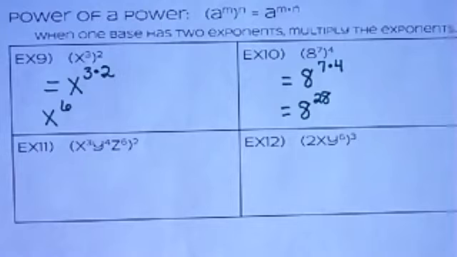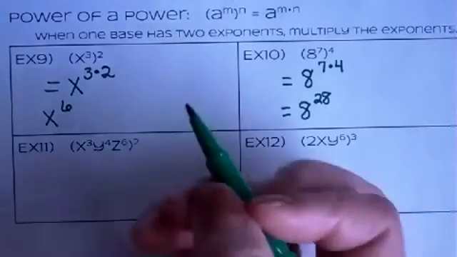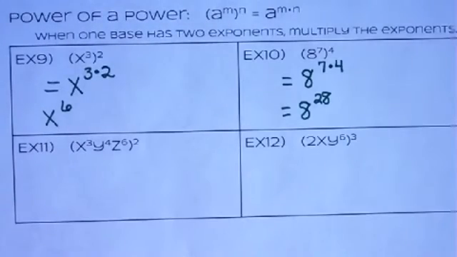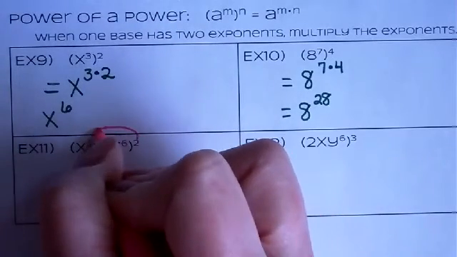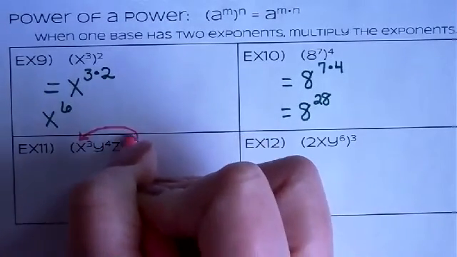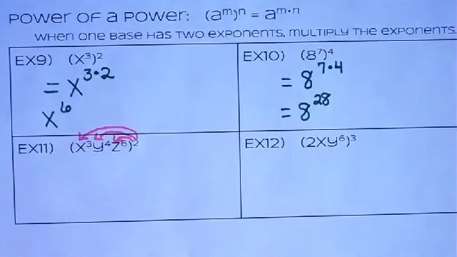Number 11, just like the third example from yesterday, we're doing this with more than one variable. So inside the parentheses, I've got an x, a y, and a z, and they each have their own exponent. Then I've got the squared outside the parentheses. So really what you're going to think about here is almost like the distributive property. See the squared outside? I've got to apply it to the x, to the y, and also to the z.